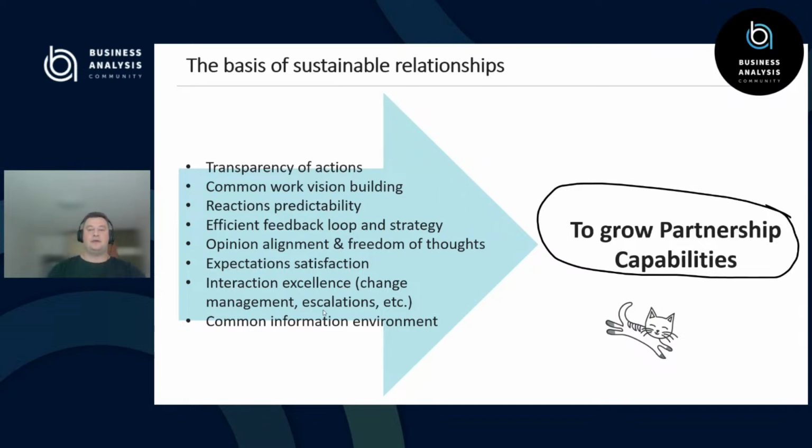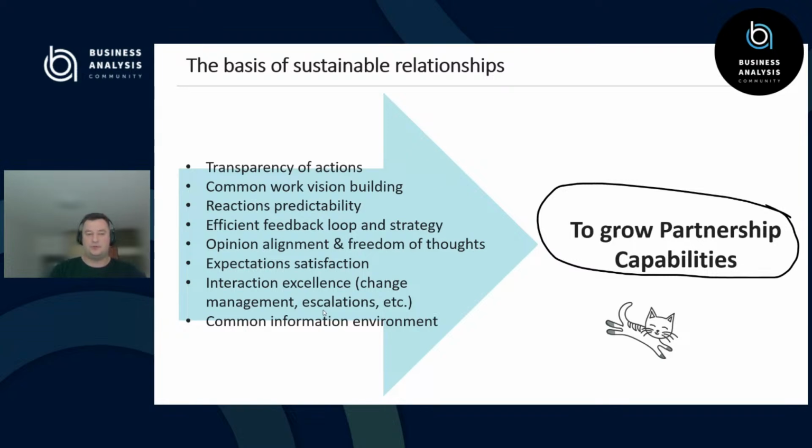The first is transparency of actions. Everywhere where we have transparency, as an entity, as an object, as our goal of our interaction, communication, and actions, we have the strict order. We have a good understanding of what should be done. So this is the first point that I want to highlight for you.